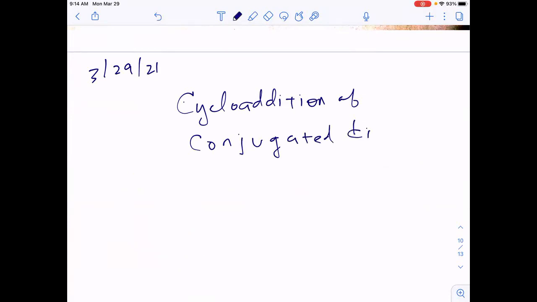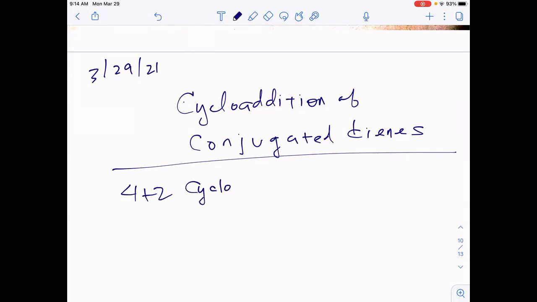So, cycloaddition of conjugated dienes. There are a lot of different types of cycloadditions, but we're going to talk about the 4+2 cycloaddition. The 4 is 4 pi, and the 2 is 2 pi.